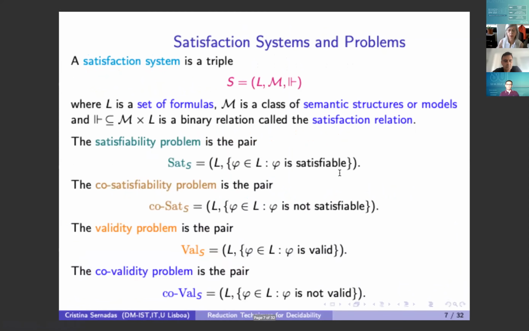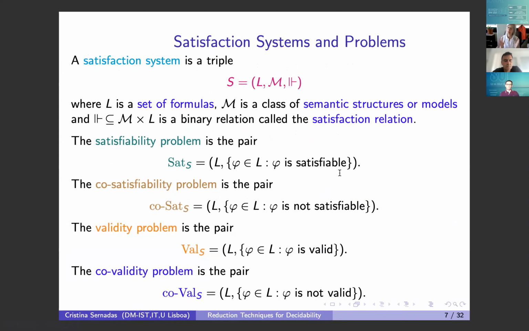So now let me share with you the framework in which we think that we should work. Since we are in logic, we want to adopt a certain logical framework for understanding decidability via reduction. And basically, there are two kinds of problems. You have semantic problems and you have, let's say, deductive problems.